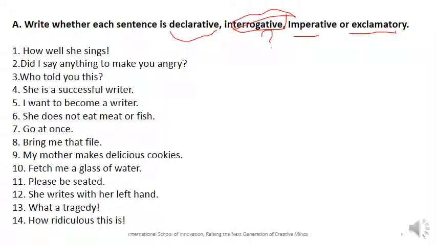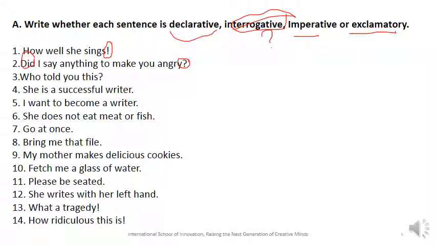How well she sings. This sentence expresses a certain feeling, a certain opinion. It expresses, let's say, a certain surprise that this person sings well. So this sentence ends also with an exclamation mark, so it's an exclamatory sentence. Number 2. Did I say anything to make you angry? As you can see, it starts with did, which is a question word, and ends with a question mark. So this is an interrogative sentence.